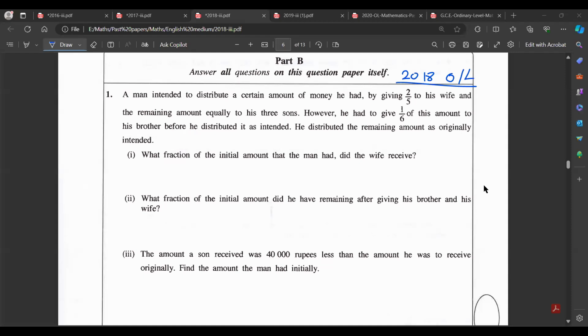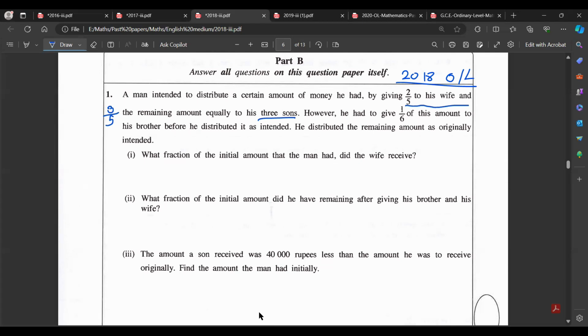Okay. A man intended to distribute a certain amount of money he had by giving 2 over 5 to his wife and the remaining equally to his 3 sons. If he gives 2 over 5 to his wife, if they are having 5 parts, he gives 2 parts to the wife. So remaining should be 3 parts, no? 3 out of 5 should be given equally to 3 sons, so 1 son should get 1 part out of 5. He thinks of giving like that.